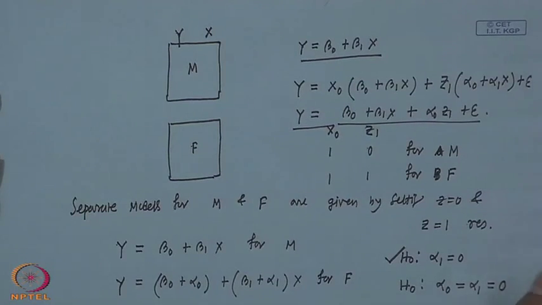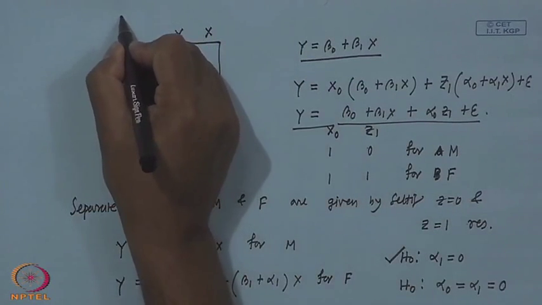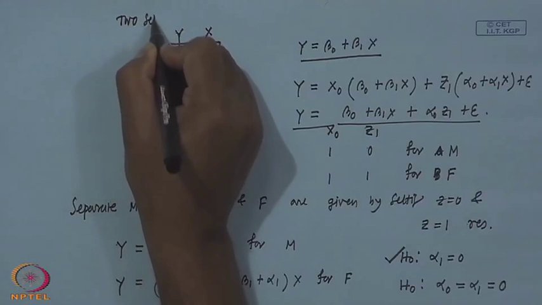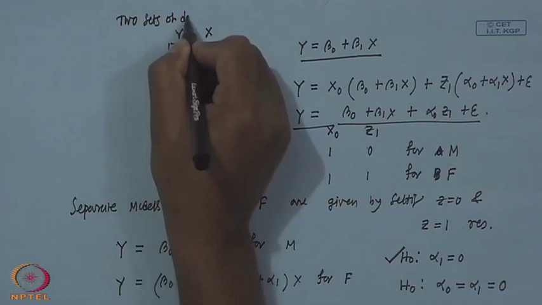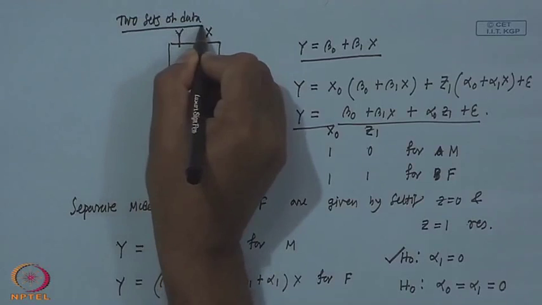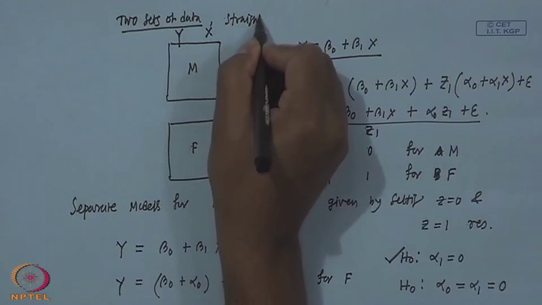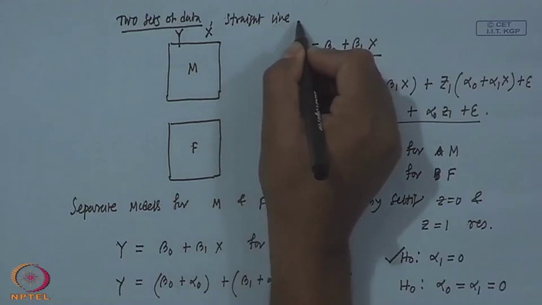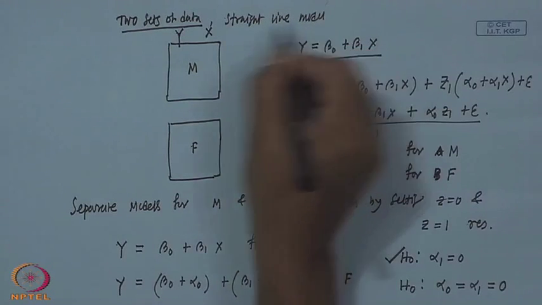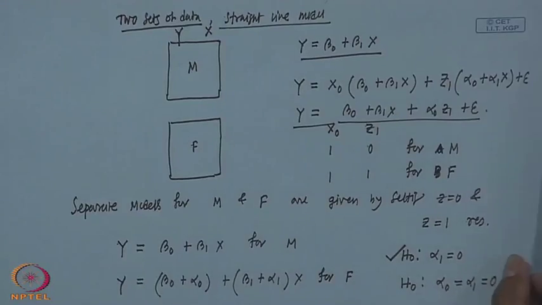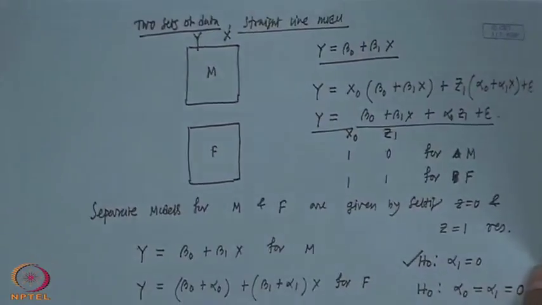So, this is about two sets of data and the straight line model. Now, we will go for three sets of data.